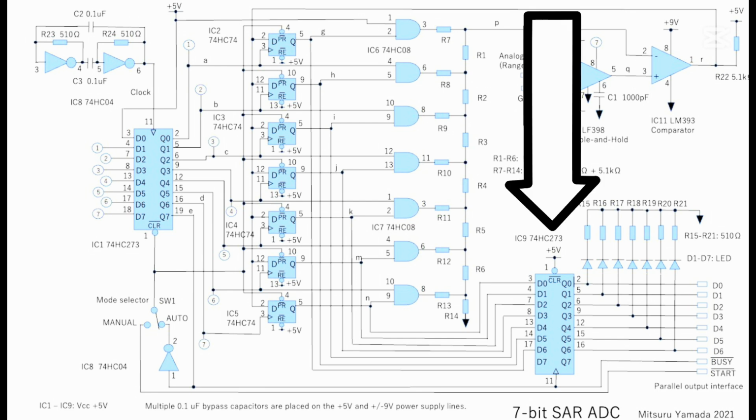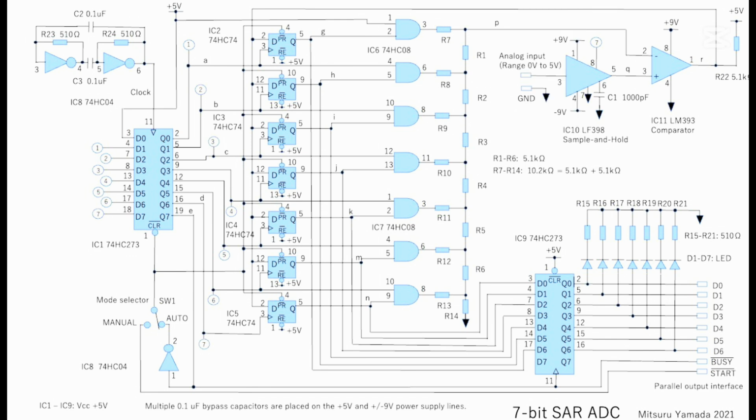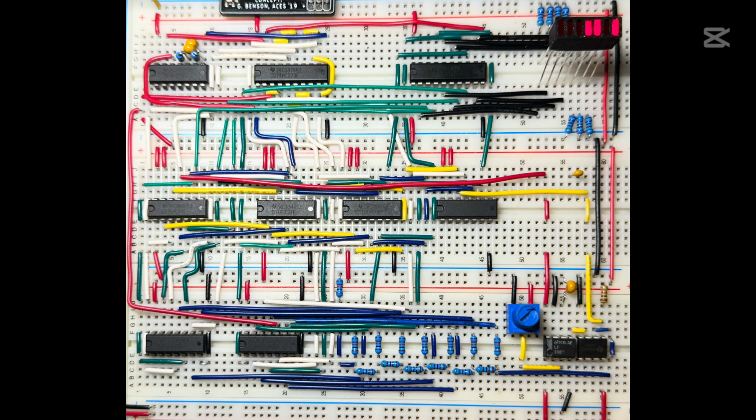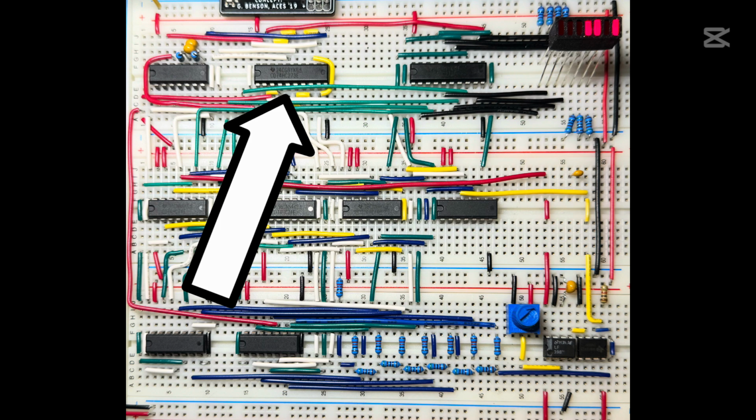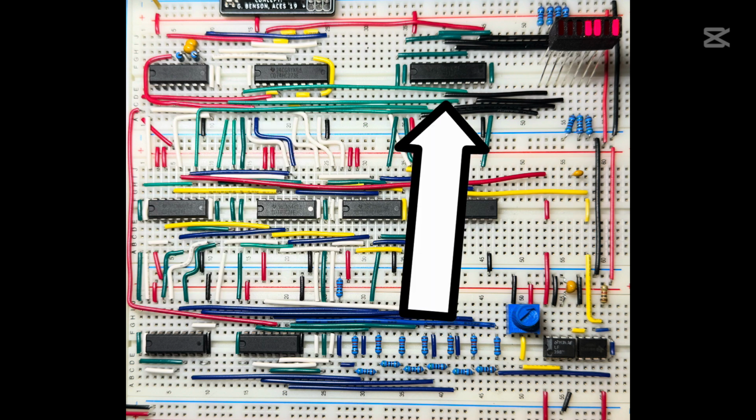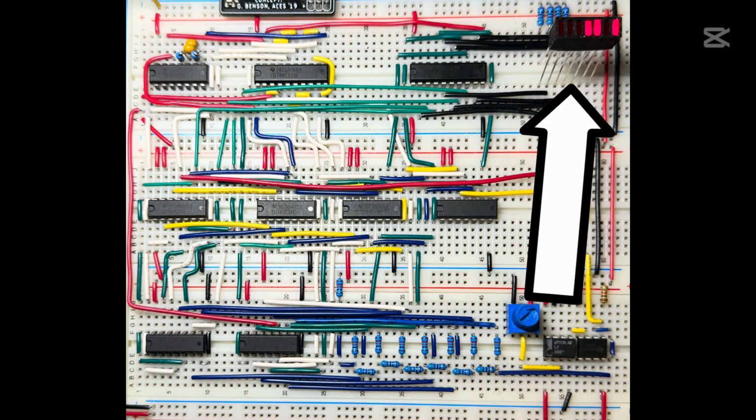Now the HC273 to the right is much more simple. It just takes its inputs from the Q of the 1-bit flip-flops and outputs to the 7 red LEDs. On the actual prototype, all these chips are located on the upper breadboard from left to right: the clock signal, the first 273, then the second 273, then finally the output LEDs.